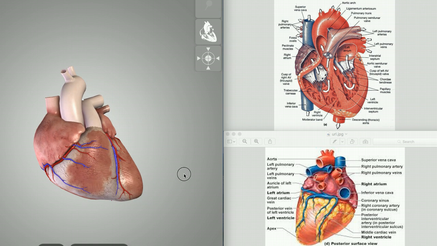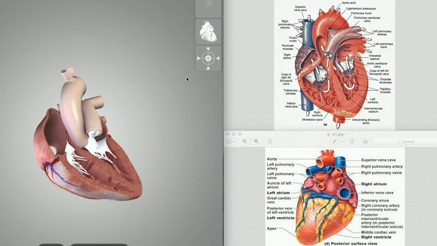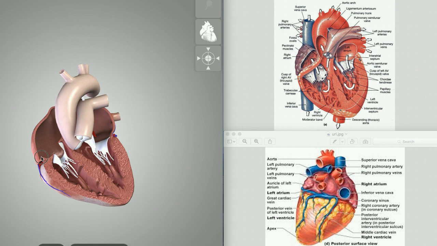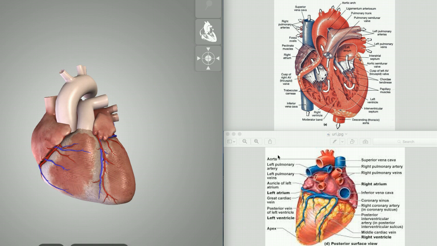So on the left here we have a 3D model of the heart, so you get a feel of what it looks like and how it actually works, and then there's a dissected version as well, which shows the muscles, the valves, and so on. We'll go into a bit more detail. But on the right we have the detailed anatomical view of the heart. We have a cross section here, and a posterior surface view as well.